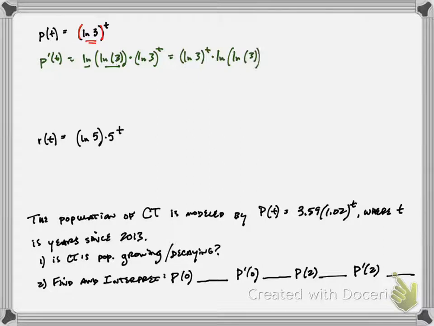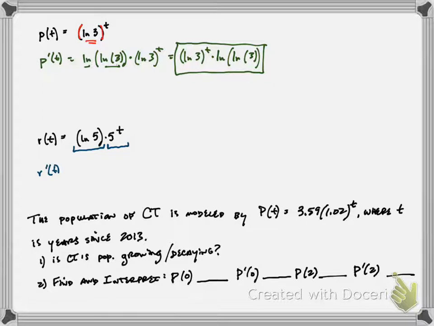Of course, those are the same. Order does not matter. We're multiplying, and so there's your derivative. Just for kicks, to make it one step more complicated, let's think about this. R of t is equal to, there's my constant, there's my function. So I've got the natural log of 5 times 5 to the t.